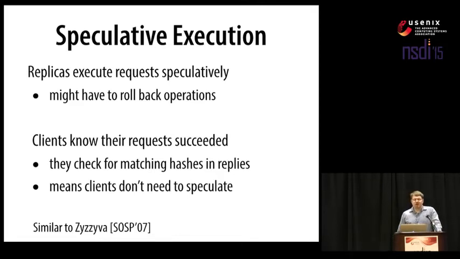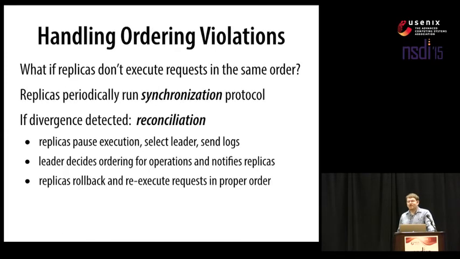Now, of course, all I've talked about is what happens if replicas do execute requests in the same order. What if they don't, which could always happen because our MOM primitive is only a best effort property, not a strict guarantee. And in fact, given the protocol we've seen so far, replicas might not even know that they've executed requests in different orders because they're not coordinating with each other in the normal case.